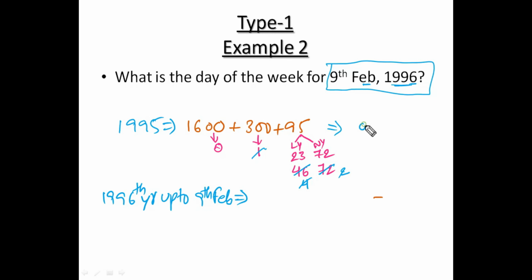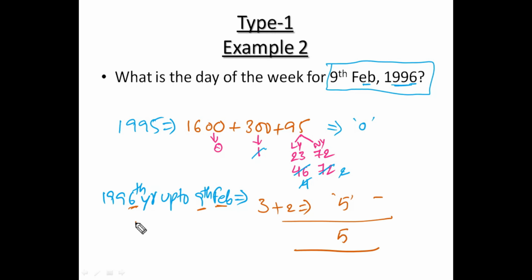Next, in the 1996 year up to 9th February, we start from January. January consists of 3 odd days. February, actually it is a leap year, that's why 2 odd days, sorry, 1 odd day. But we have to take only up to 9th February, so in 9 days there are 2 odd days. Total 3 plus 2, 5 odd days. Overall 0 plus 5, total 5 odd days. It is also again Friday.